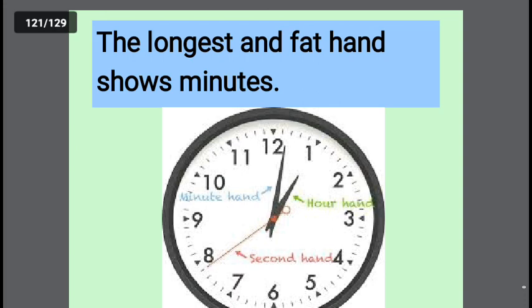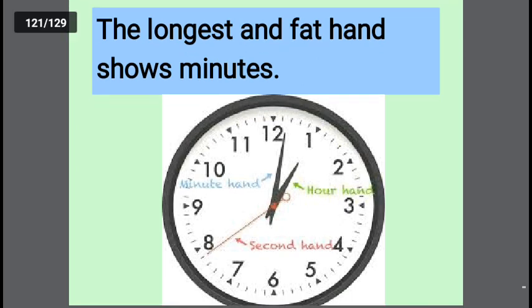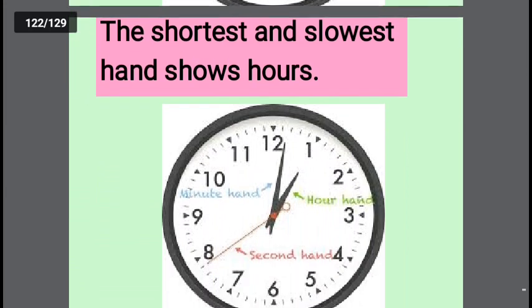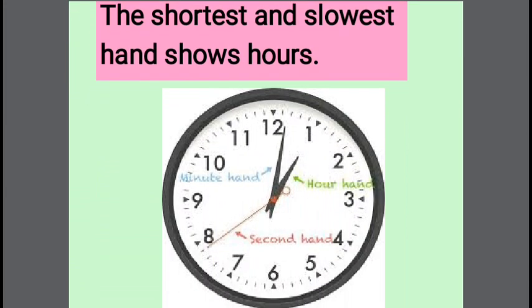The long and fat hand is very long but fat. You can see it in black. It is the minute hand, immediately after 12. You can see it is immediately at the back of 12. That is the minute hand. And the third hand, which is the last hand on a clock, is the hours hand. It is the shortest and the slowest hand, and it shows the hours. Can you see the hours hand is very short and fat?